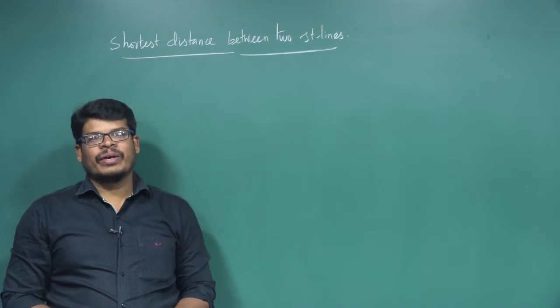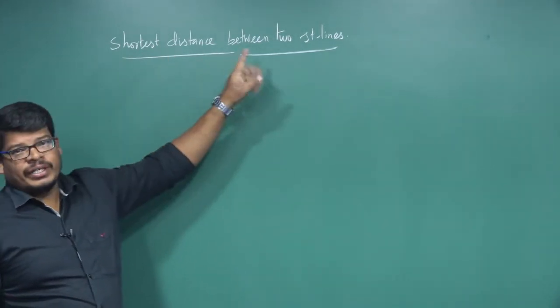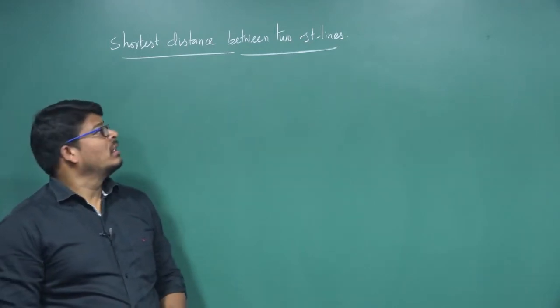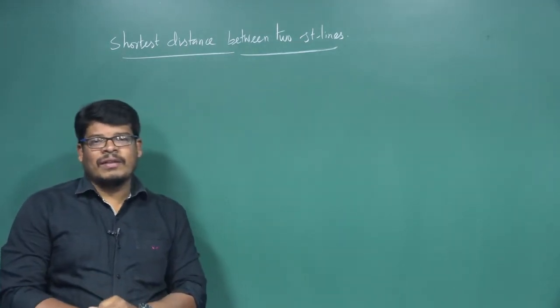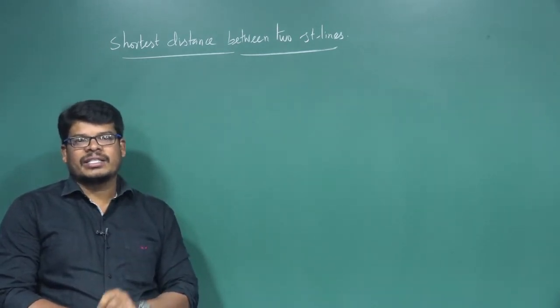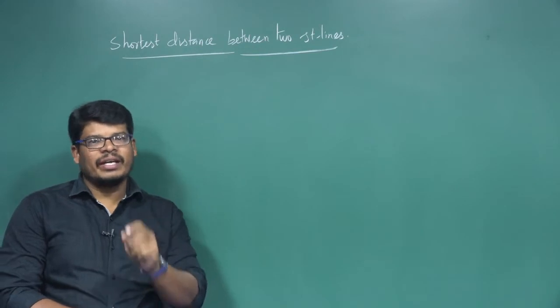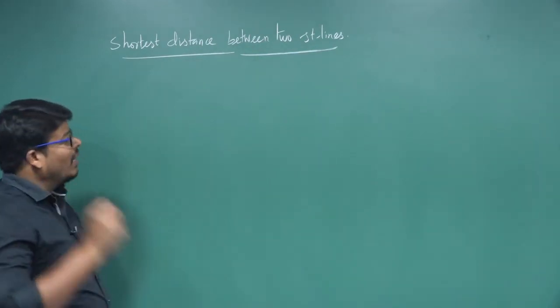Hi students, today we are going to discuss the topic shortest distance between two straight lines. There are two formulas. First one, shortest distance between parallel lines, and the second one, shortest distance between skew lines.